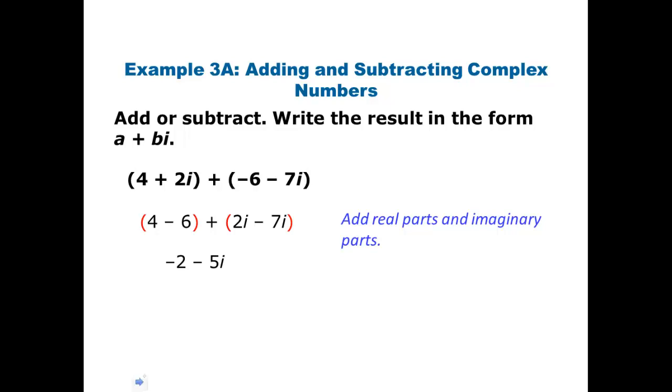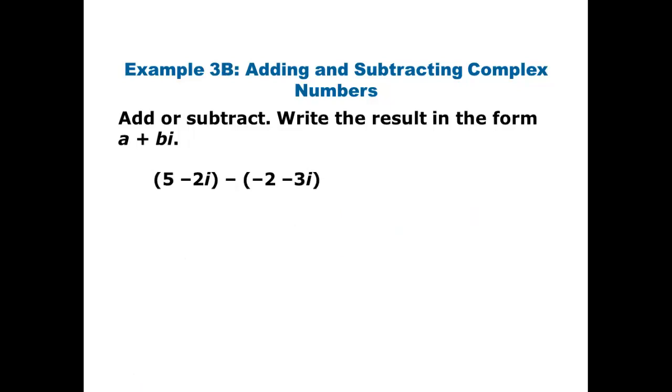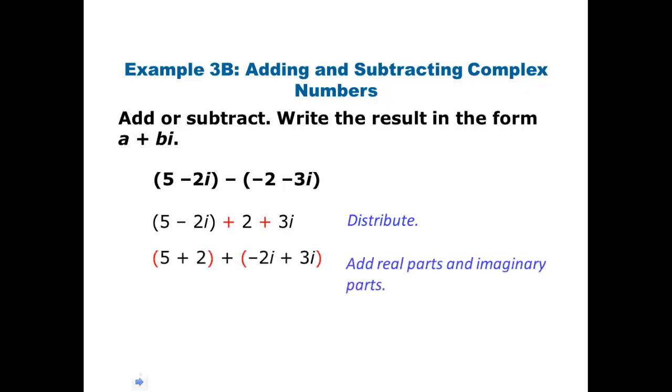Okay, if we are subtracting, we have to be careful to distribute the negative sign. So when we distribute, these double negatives become pluses. Then we do the same next step, where we add the real parts together and add the imaginary parts together. And then simplify, we get 7 plus i.